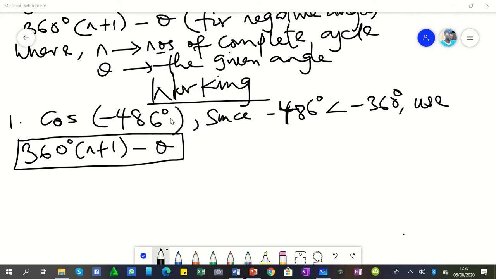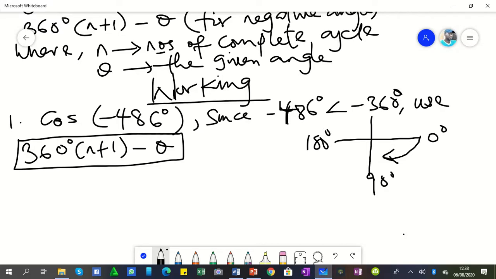Since this angle is negative, that means it is measured in clockwise direction. So it goes something like this, and it continues like that. Here is 0, here will be 90 degrees, here will be 180 degrees, here will be 270 degrees, and back to 360 degrees. Now, how can we figure out our n?